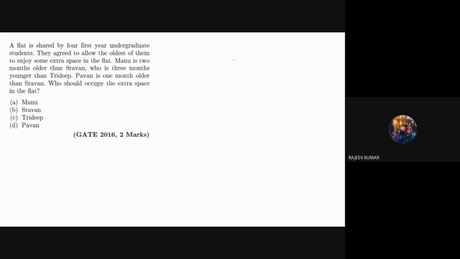A flat is shared by four first-year undergraduate students. They agreed to allow the rest of them to enjoy some extra space in the flat. Manu is older than Shravan by 2 years, 2 months, right? So I can write down Shravan plus 2 is Manu, and Shravan is also 3 months younger than Trideep. So Shravan plus 3 months will become Trideep. Pawan is 1 month older than Shravan. So Shravan plus 1 will become Pawan.